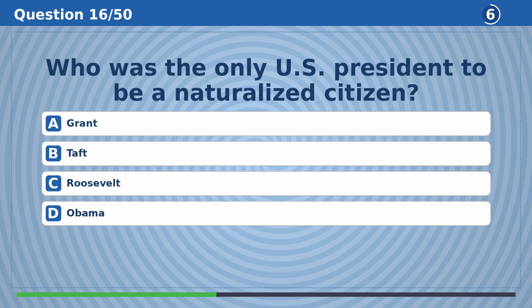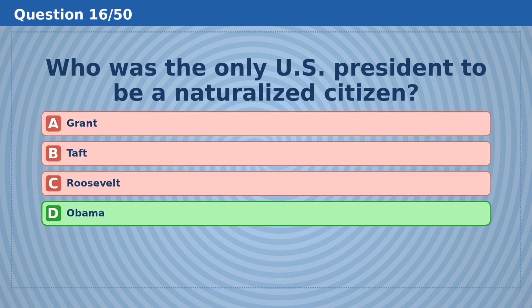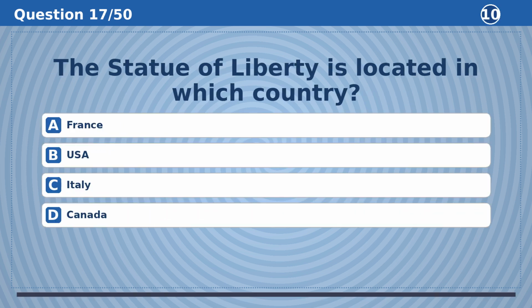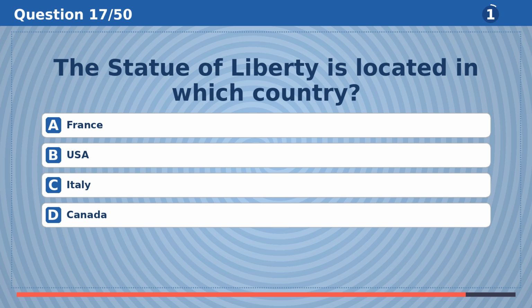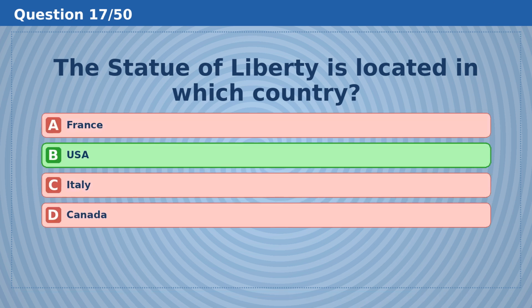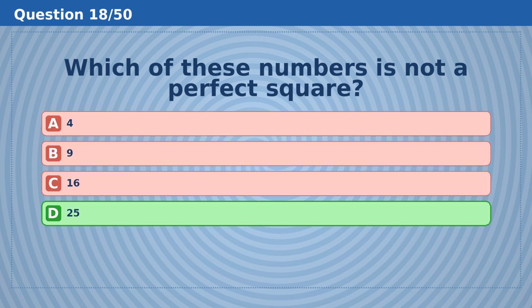Who was the only U.S. president to be a naturalized citizen? The answer is D. Obama. The Statue of Liberty is located in which country? The answer is B. USA. Which of these numbers is not a perfect square? The answer is D. 25.